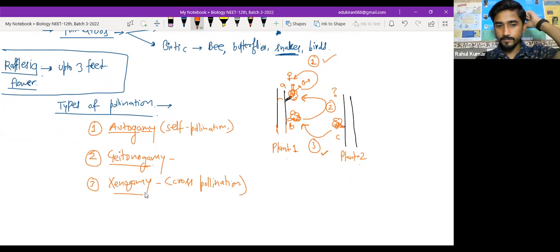So self-pollination you have all written. Write down Geitonogamy, and let's elaborate this. Write down: in this pollination process, pollen grains are transferred from the anther of one flower to the stigma of another flower, but of the same plant.